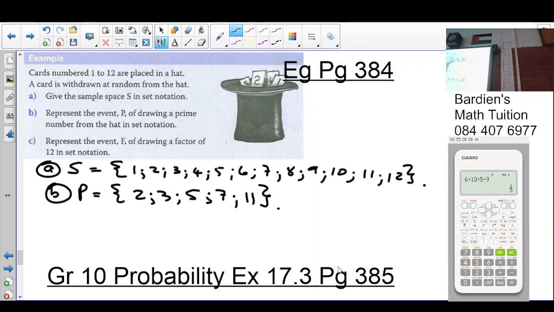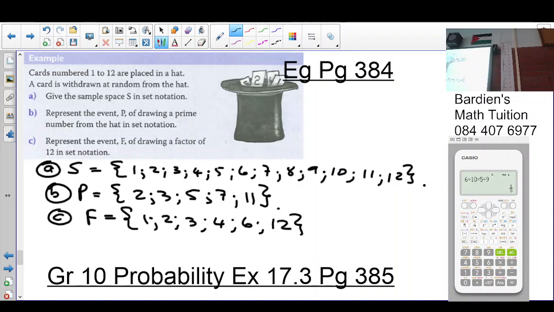Let's look at C. Represent event F of drawing a factor of 12 in set notation. Factors of 12 are 1, 2, 3, 4, 6, and 12. You all understand?